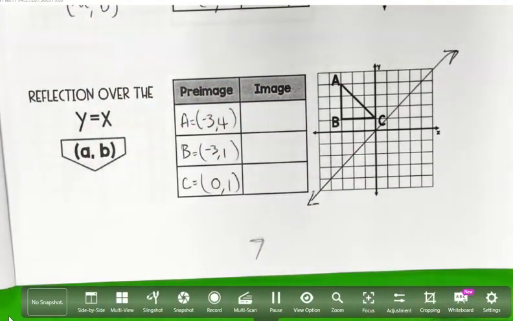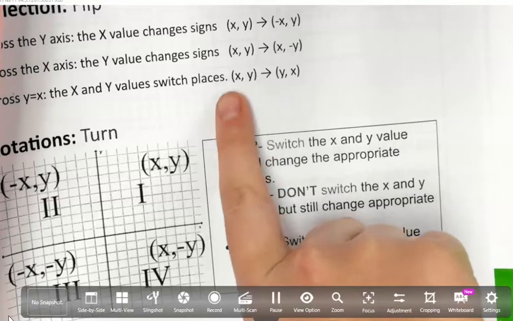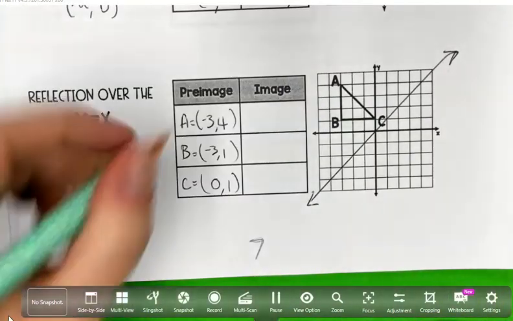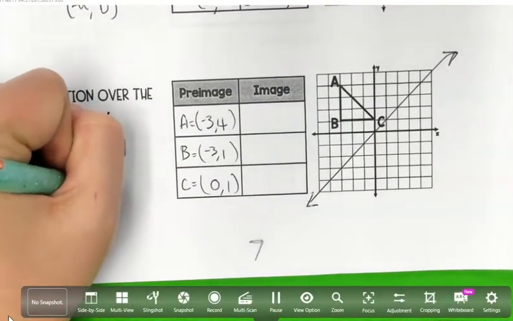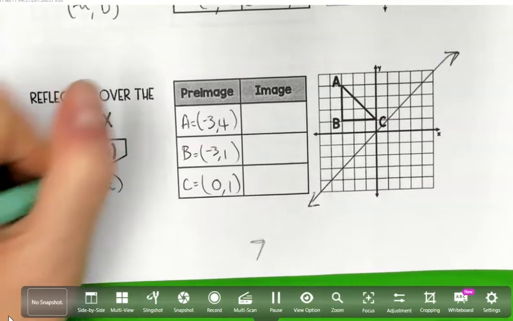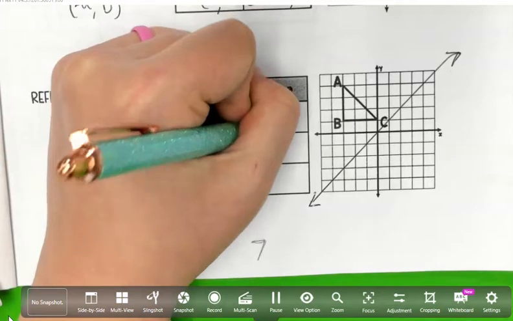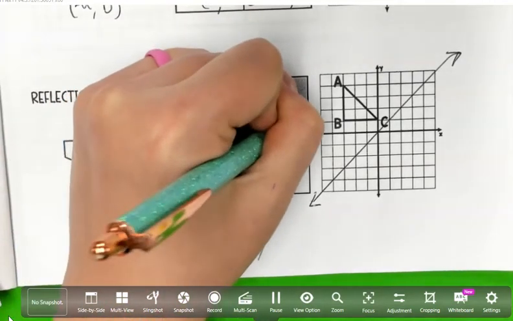So there is like a cheat to it. I'm going to show you two ways, and it's whatever you like to do. It doesn't matter. There's two ways to do it. x, y switches to y, x. So basically you have your A and your B, and then you just flip-flop them, but you don't change the signs. So let me show you. With A, the A prime would simply be 4, -3.